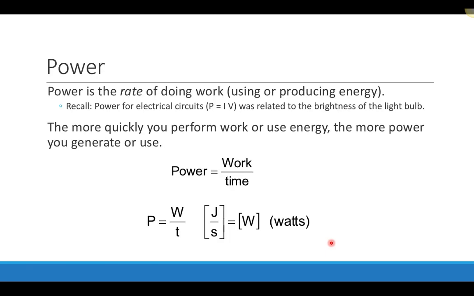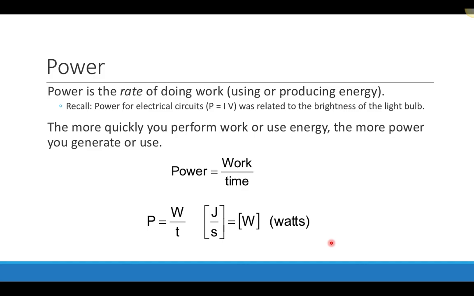As we talk about work, another quantity that's often important to us is something called power. And power is basically the rate of doing work, or you could also think about it as the rate of using or producing energy. So you may have discussed previously that power can also be thought of in terms of electrical circuits. Power is current times voltage, and it's related to the brightness of a bulb.